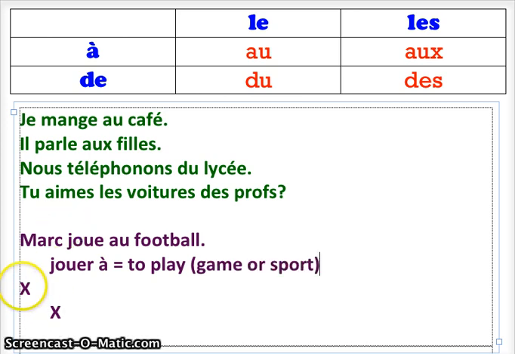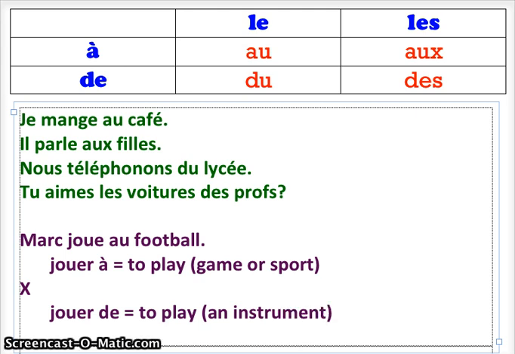Now, let's look at the next one. Jouer de equals to play an instrument. Let's talk about playing the piano. Let's say a very simple sentence, I play the piano. Je joue. Now in English I would just say le piano. Je joue le piano. And we'd be done with it.